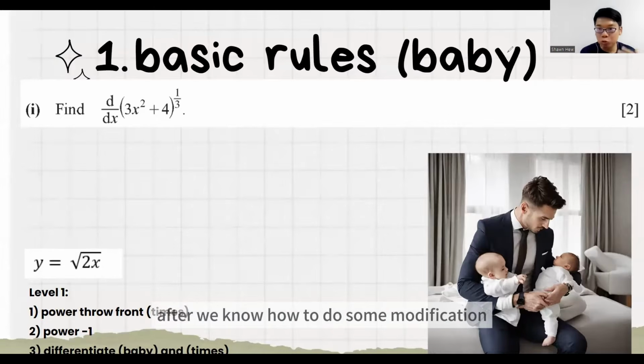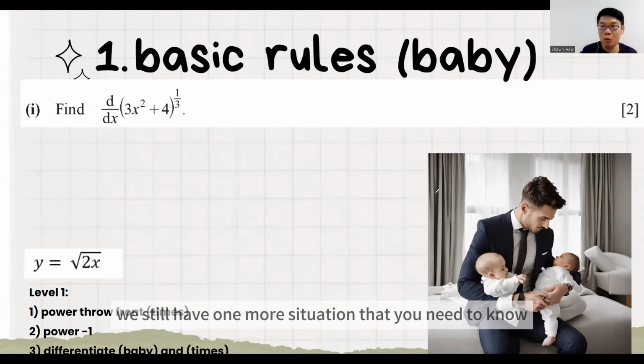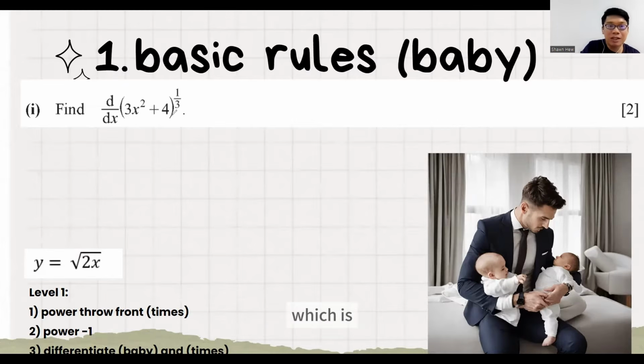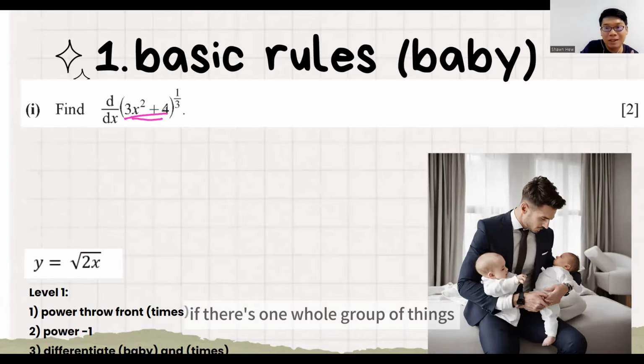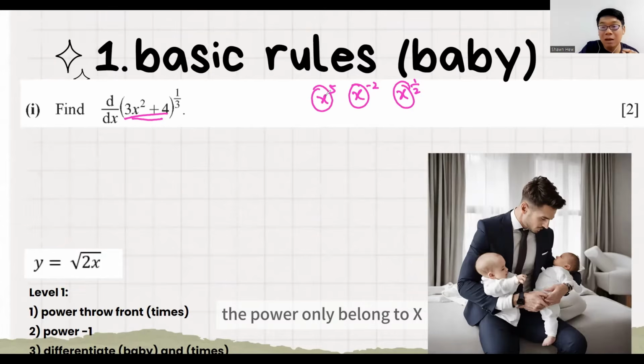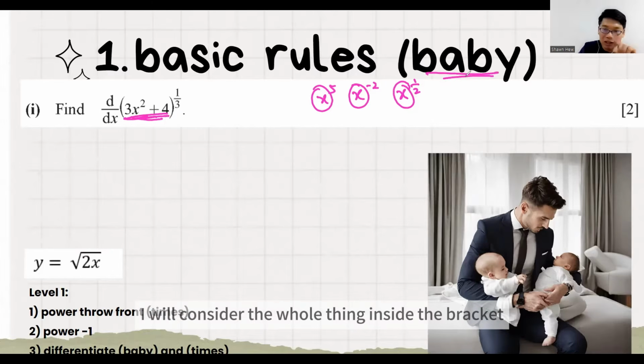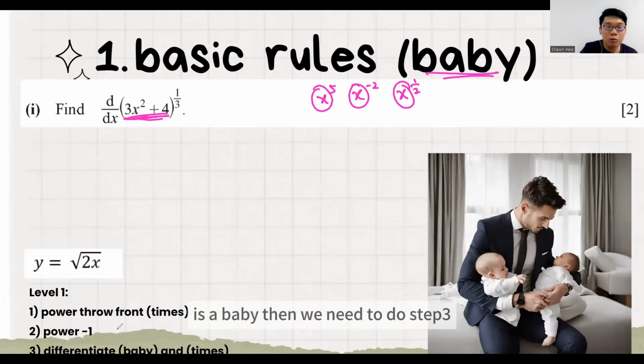Okay, after we know how to do some modification before we start to do differentiation, we still have one more situation that you need to know, which is if there's one whole group of things have a specific power. Previously, we do x power 5, x power minus 2, x power half, all this kind of thing. The power only belong to x. But if now there's a group of things is powering something, so this situation, I will consider the whole thing inside a bracket is a baby. Then we need to do step 3. So the first 2 steps is as usual. We do differentiation on this.